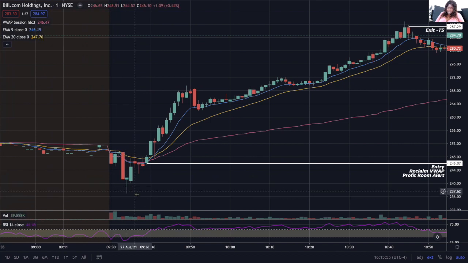I'm not going to take it here because there was the potential that it could gap to where it closed the previous day, at least the first day after earnings. That is definitely a huge risk. So I wanted to let it show itself. I waited until it actually reclaimed VWAP, which is about right here. So I got in at about 246 and rode it all, and it never looked back.